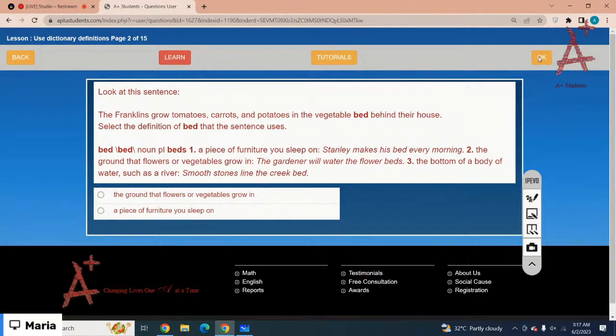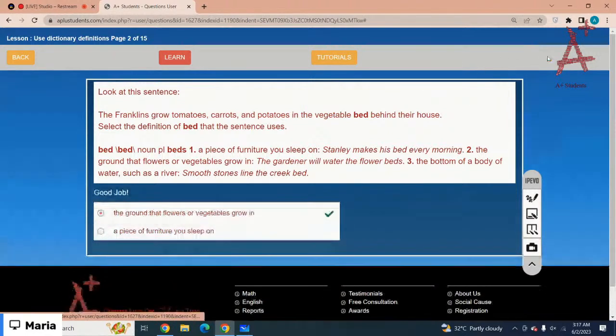So, which is the correct option? It would be the ground that flowers or vegetables grow in, because here you're talking about vegetables and flowers. So you can select the meaning that is related to the ground that flowers and vegetables grow in. Please write down the answer once.